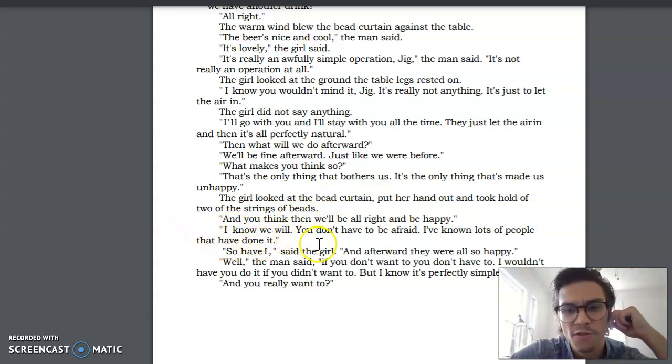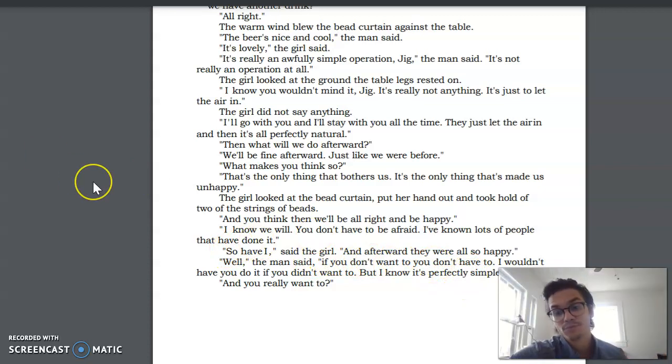I know we will. You don't have to be afraid. I've known lots of people that have done it. So have I. And afterward, they were all happy.